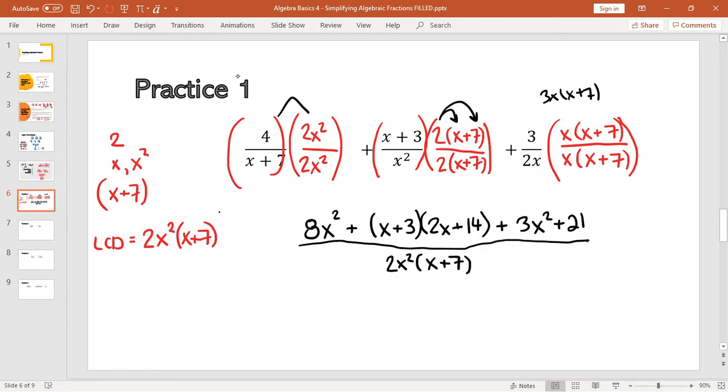All right, some more work. Getting a little nervous that I'm going to run out of room. And that happens all the time. So I'm going to do the FOIL here. First is 2x squared. That's the first. And then outside is 14x. Inside is 6x. And last looks like it's going to be 14 times 3, which is 42.